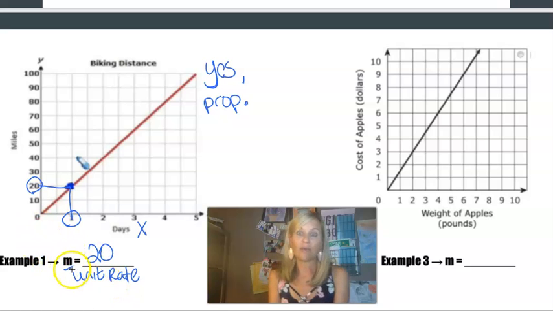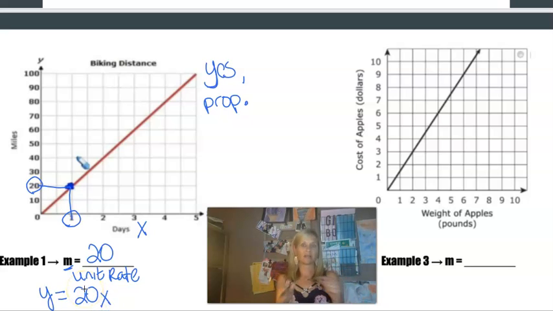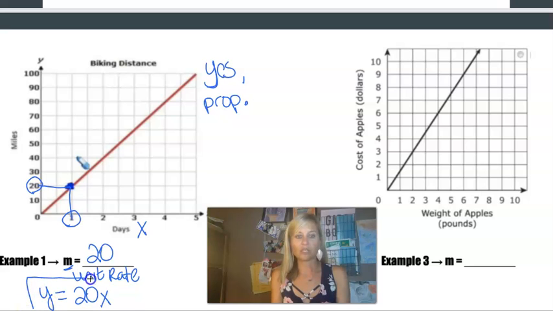So I'm going to write that as an equation now that I found my m. We're going to write y equals, and this time instead of putting m from the formula, we're going to put 20. And then we're going to put x. x and y always stay x and y. We just replace m. So this would be an equation for this line right here.